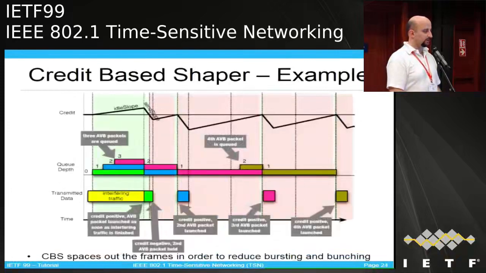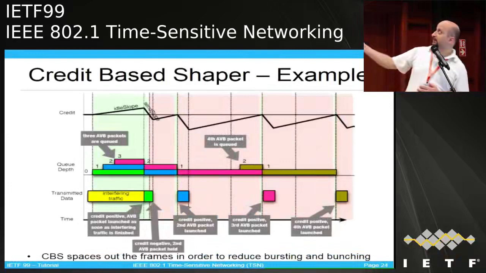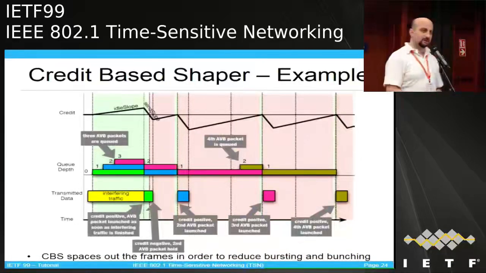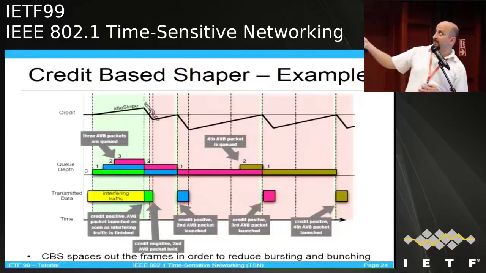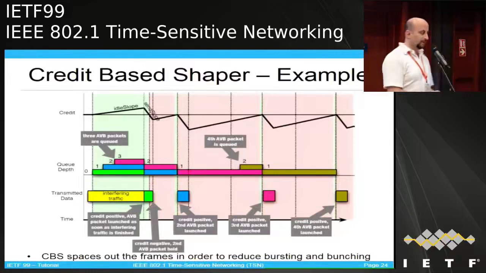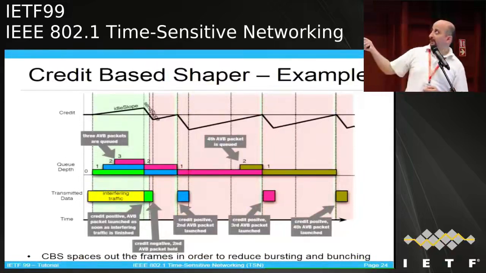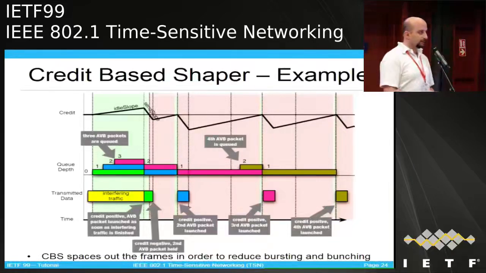So why is it a credit-based shaper? In the idle period, here in the idle slope, each queue collects a credit, which is used when a frame is transmitted. So the credit goes down when a frame gets transmitted. If you go negative with your credits, then no transmission is possible from that queue.